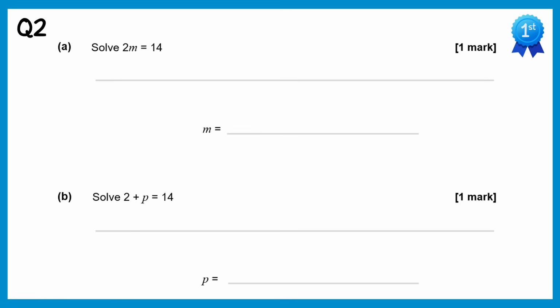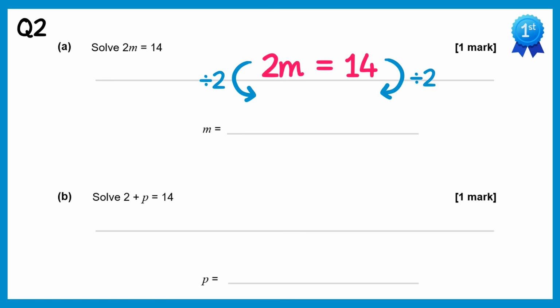For this question we need to solve an equation. It's 2m equals 14. To solve this one, we'll divide both sides by 2. If you divide the left-hand side by 2, you end up with m, and the right-hand side by 2, you end up with 7. So the solution is m equals 7.